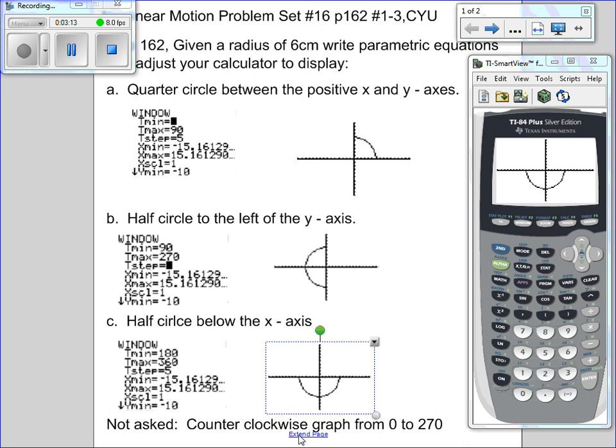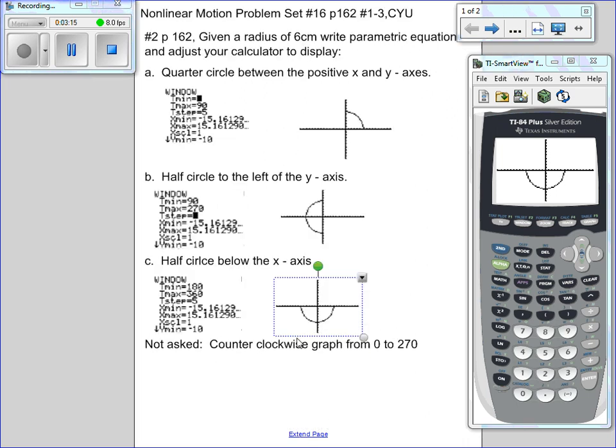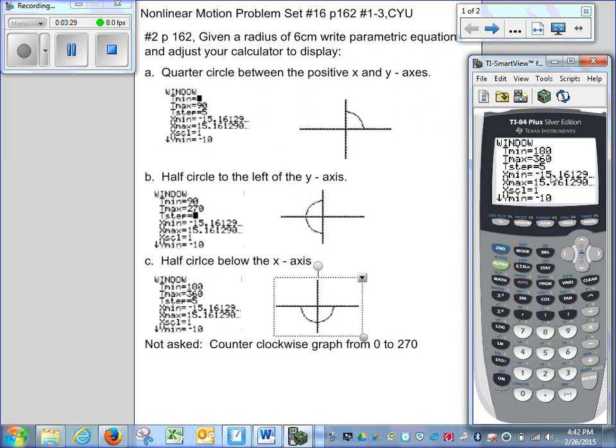Now the last one is a little more challenging. I'm going to use the last one to demonstrate how we can find a counterclockwise graph. This is not asked in problem number 2, but a counterclockwise graph from 0 to 270. So let's take a look at our window. Let's start at 0, and let's go to a positive 270. Let's just graph that real quick. From 0 to 270, and that looks really good.